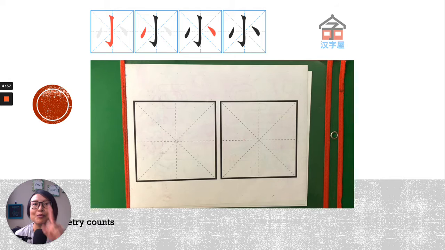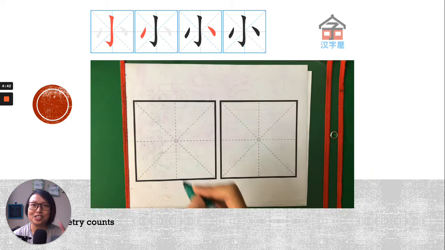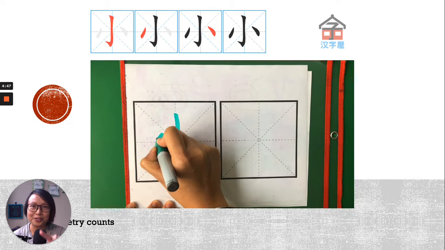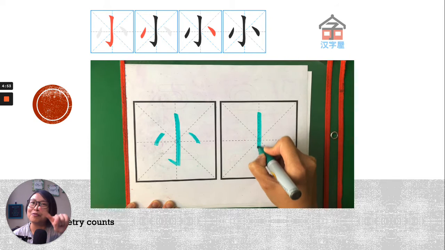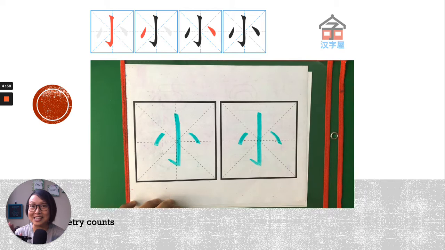So let's look at how I write it. We do the vertical stroke with a little check mark to the left. And then we do the left and the right. Because after we do the middle one, we still follow the rule from left to right. All right, let's go to the next one.